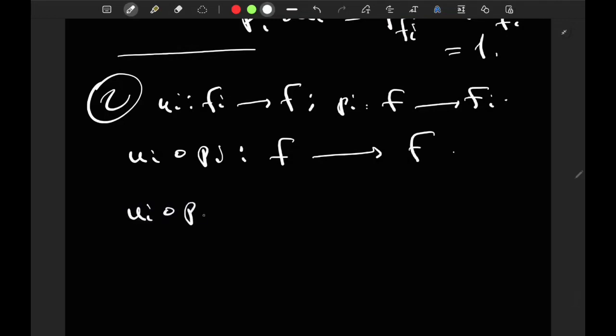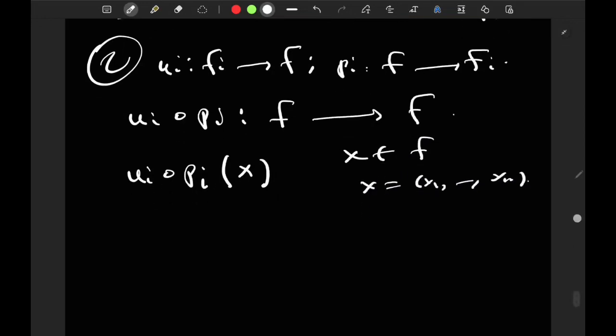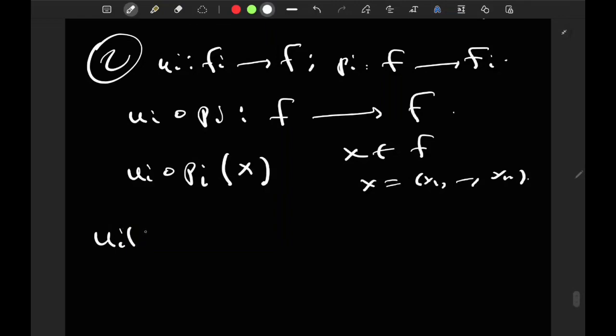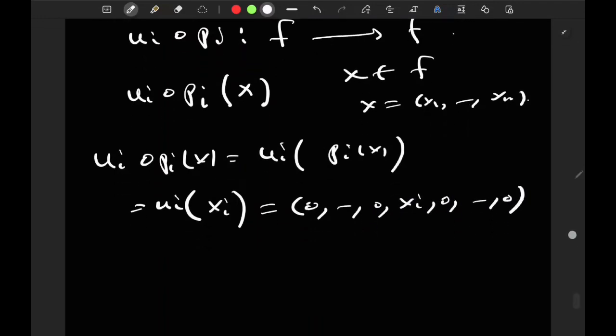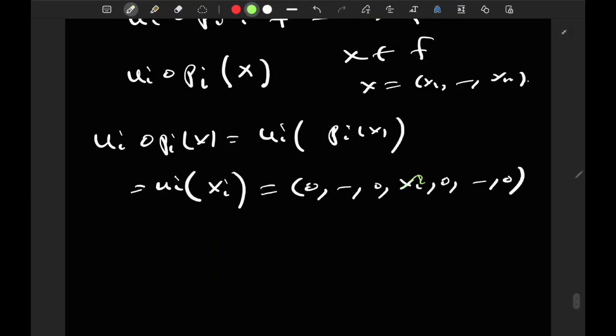Take u_i ∘ π_i of x, where x is in F, x = (x1, ..., xn). Then u_i of π_i of x: π_i of x is just projecting, so it's x_i, and then u_i makes it into (0, 0, x_i, 0, ..., 0). This thing is 0 everywhere except at the ith component, where it's equal to x_i.